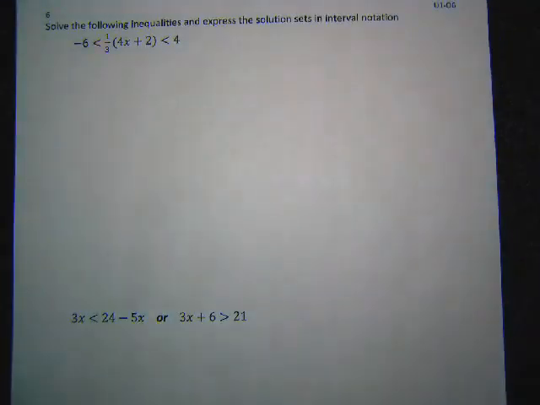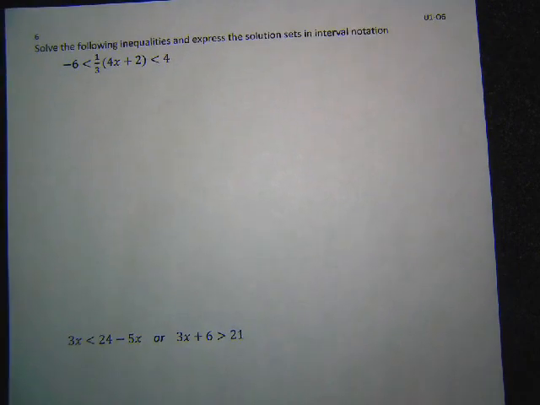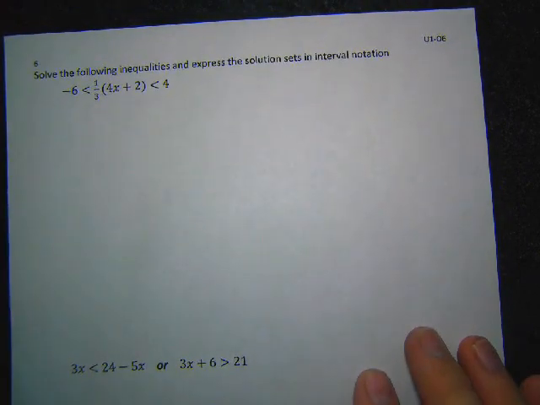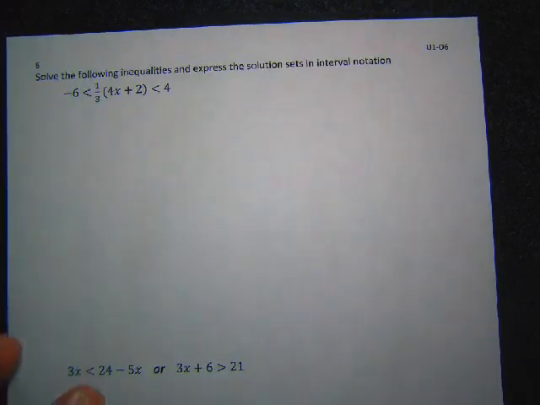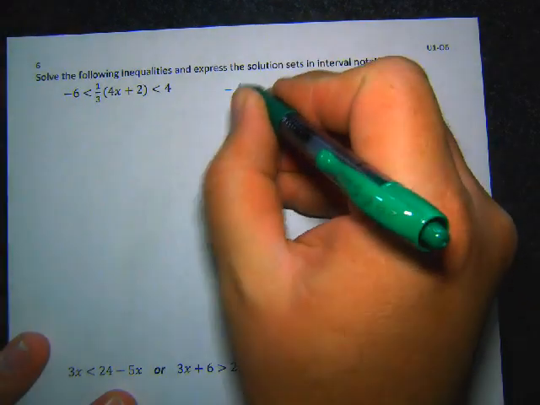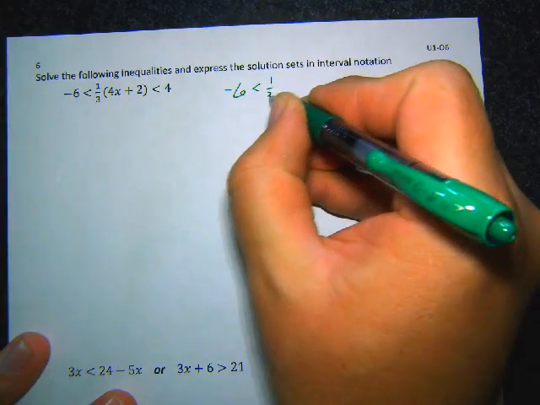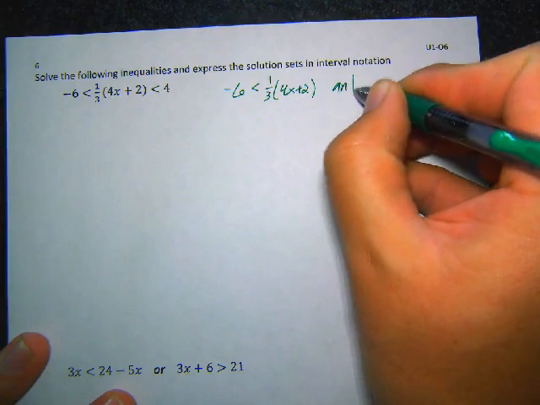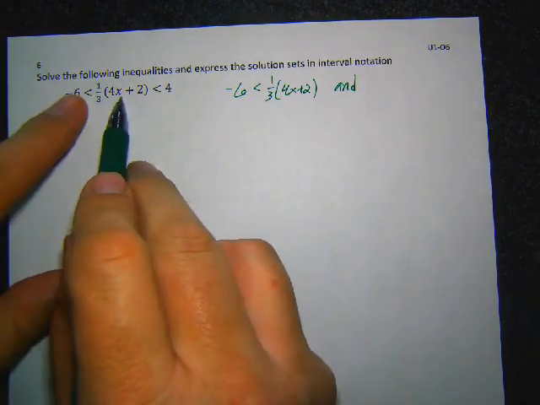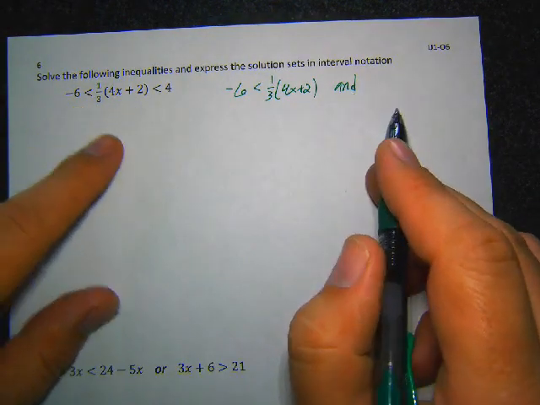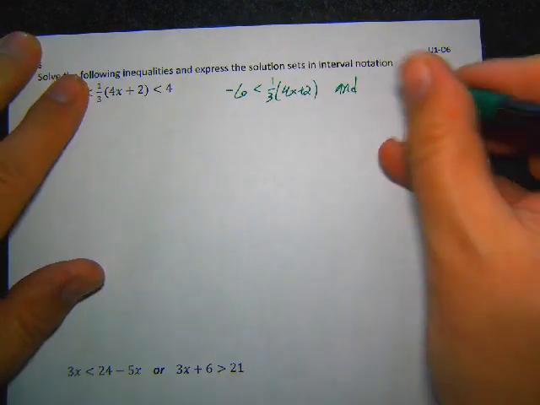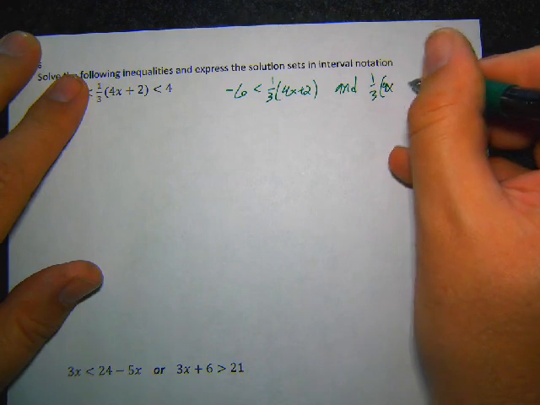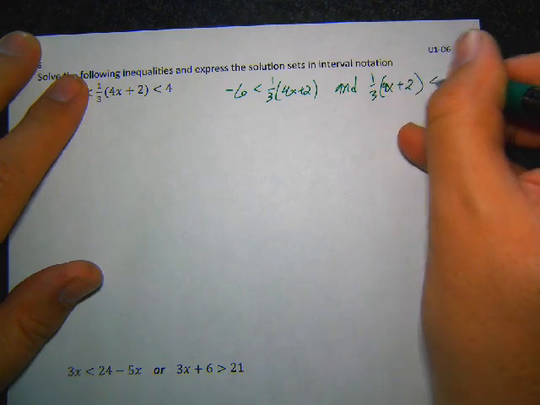Okay, two more examples of this and we're done with this section. It's all about solving these inequalities. Okay, so here you notice this is one of those compound inequalities. So again, this is the same thing as writing that negative 6 is less than 1/3 4x plus 2. And because this is an and compound inequality, you can write the first one and the second one, that 1/3 4x, oops, forgot my 4x plus 2 is less than 4.